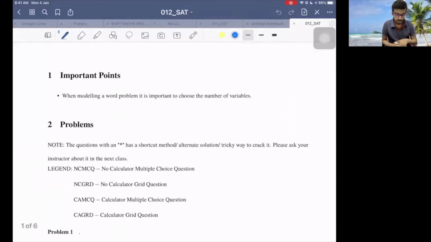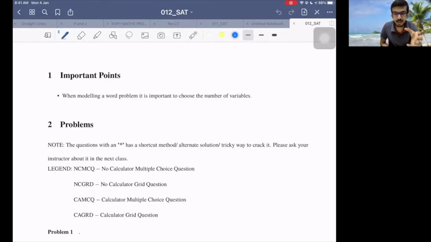So now we are going to see problems in which when you read the question, you might feel like there are two variables. It is okay to choose two variables and do the problem, but it's always better, easier, and faster if you do it using just one variable. You'll see the example soon.